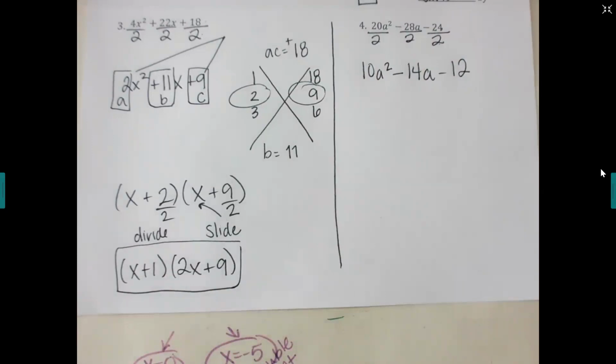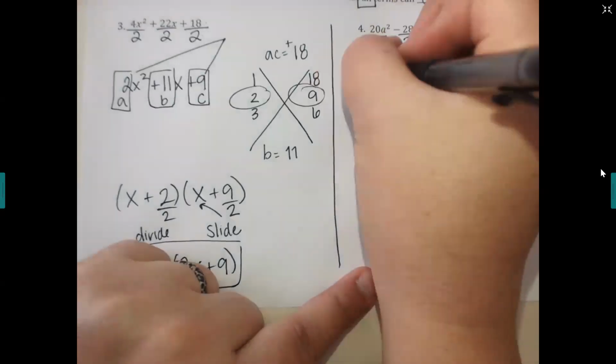Now, could it also be a different number other than 2? Sure. Okay, but you wanna look at the numbers and see, can these all divide by the same thing? Because if they can, you wanna do that first. So we're gonna divide these all by 2 again until they're not all dividing by the same.